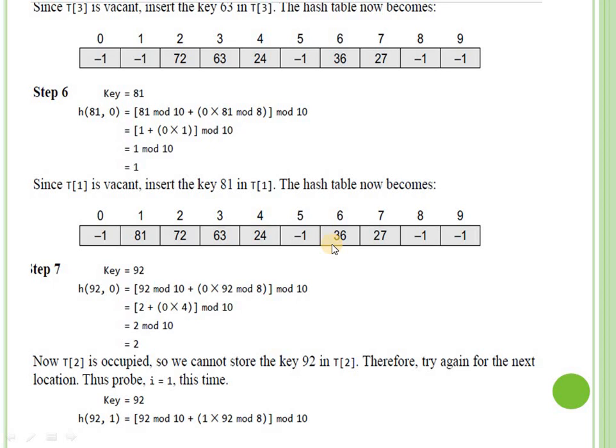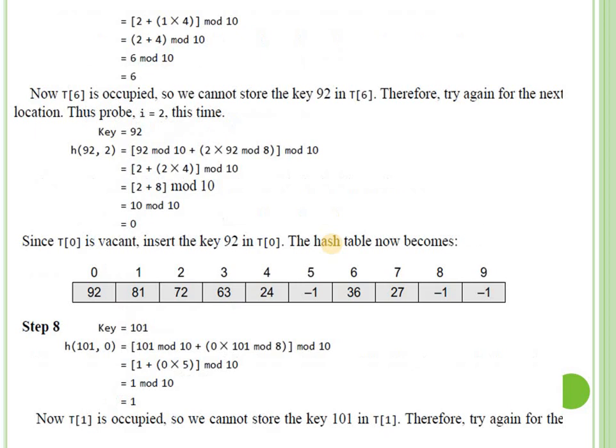So we are not able to store the current value at that location. So we have to again calculate a hash value. Now our i value becomes 2. So we calculate h(92, 2) = (92 mod 10 + 2 × (92 mod 8)) mod 10.